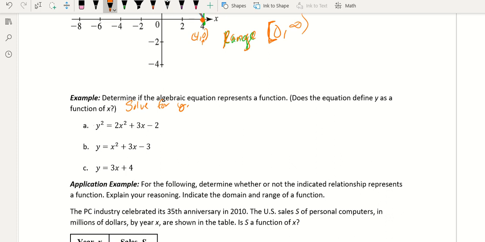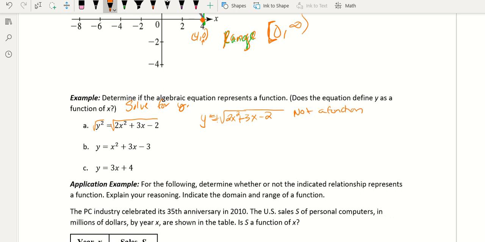So in this case, if we go ahead and take the square root of both sides, I know you may not know that, but y equals the plus and minus square root of 2x squared plus 3x minus 2. Okay? That means I am going to have two different outputs for one input. Because I have a plus and a minus of that. So then this means that this is not a function.